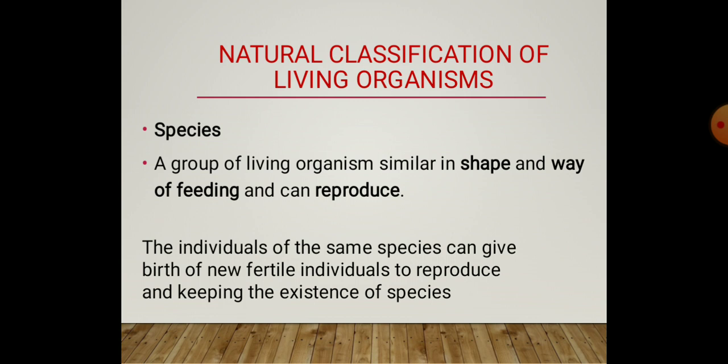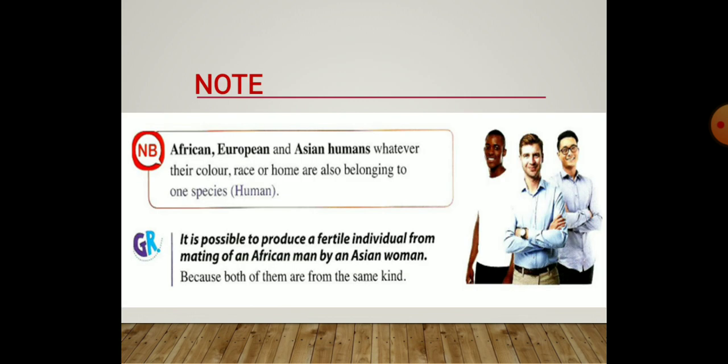Perfect. Or it's a group of living organisms similar in shape and way of feeding that can reproduce. Note: African, European, and Asian humans, whatever their colors, race, or home, all belong to one species, which is human. Give reason: it's possible to produce a fertile individual from mating of an African man with an Asian woman because both of them are the same kind.